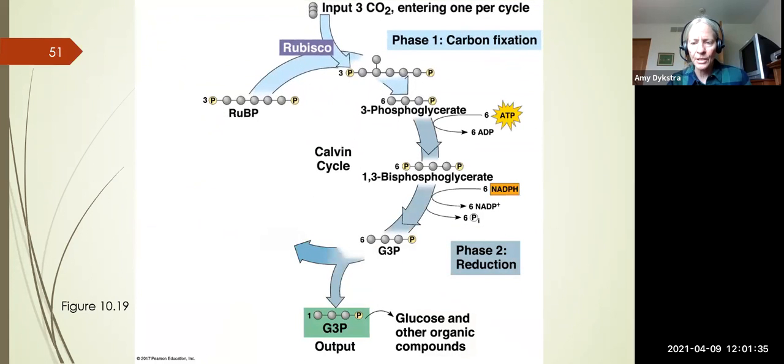And so this stage is called reduction because we're using electrons from NADPH to reduce the phosphoglycerate and rearrange it a little bit to get glyceraldehyde 3-phosphate, G3P. So we use ATP to phosphorylate it. The phosphoglycerate has one phosphate on it. If we have 6 of these molecules and we use 6 ATPs, we can put another phosphate on the end of each one of these.